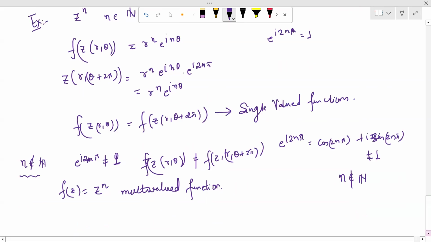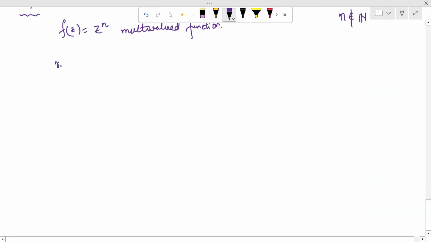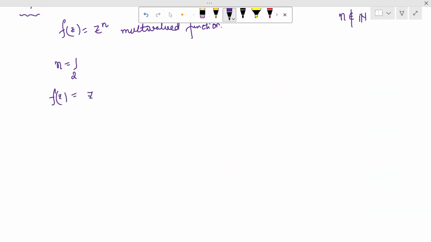Let us understand it with another example. Let me take n equal to 1 over 2. Now, f(z) will be equal to z raised to power 1 upon 2. Now if I take z simply as r e^(iota θ), what would be f(z)? f(z) would be simply root r e^(iota θ/2).